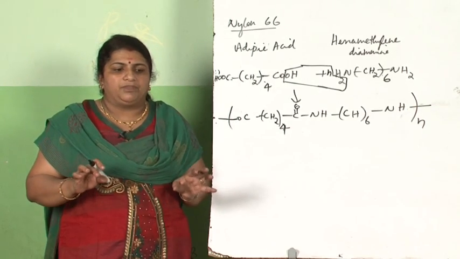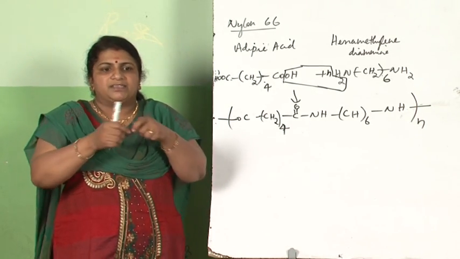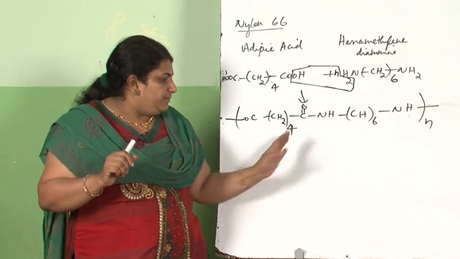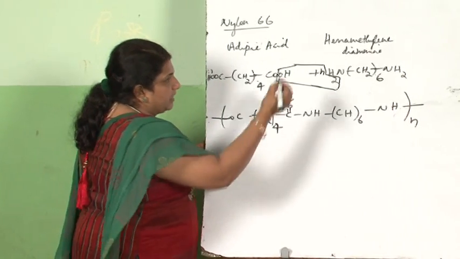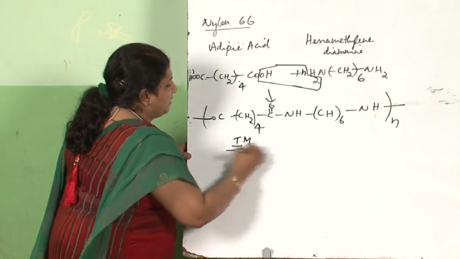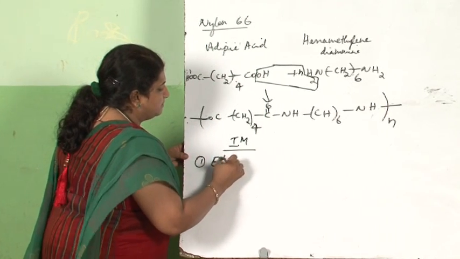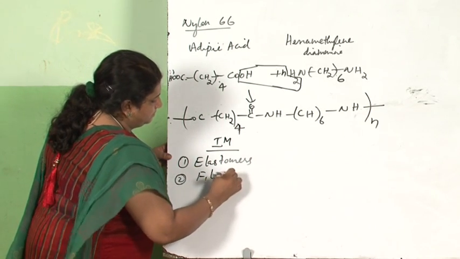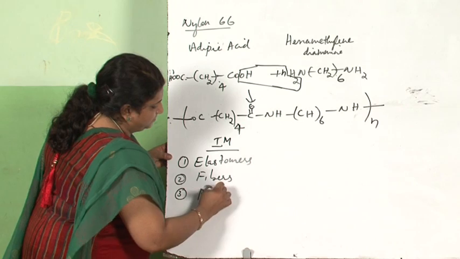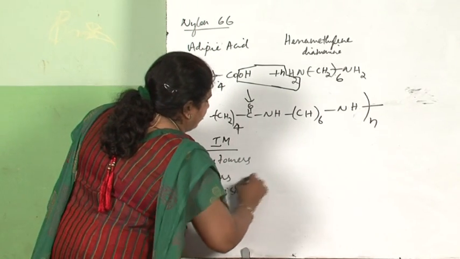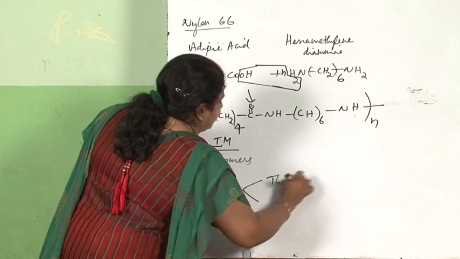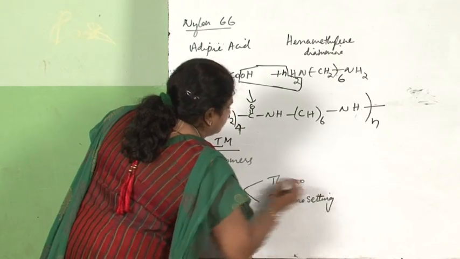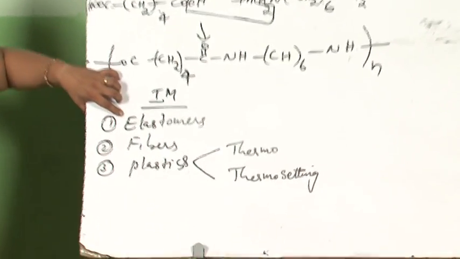For example, rubber, you are very familiar with a rubber band, it is very much stretchable, in the sense intermolecular forces are weak. The classification based on intermolecular forces: we can classify it as elastomers, second one fibers, third one plastics. Plastics are of two types, thermoplastics and thermosetting plastics. First case, elastomers, the rubber band you are familiar with.